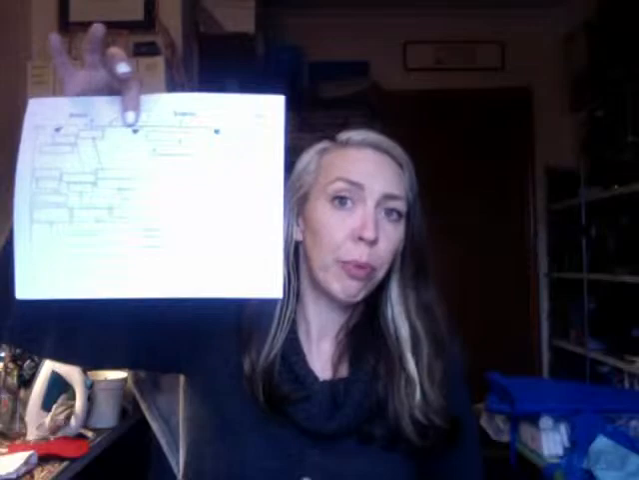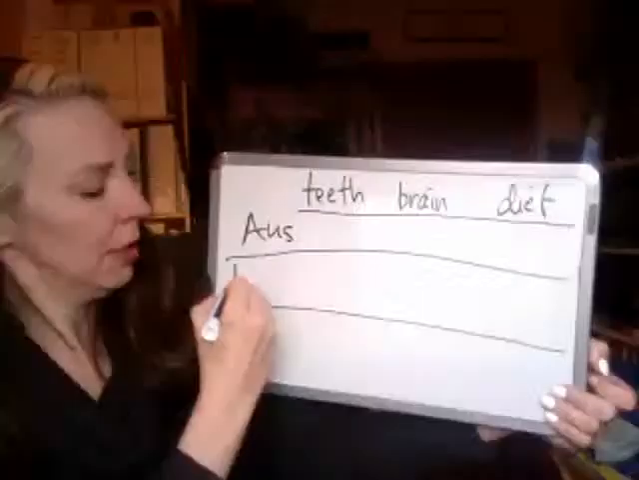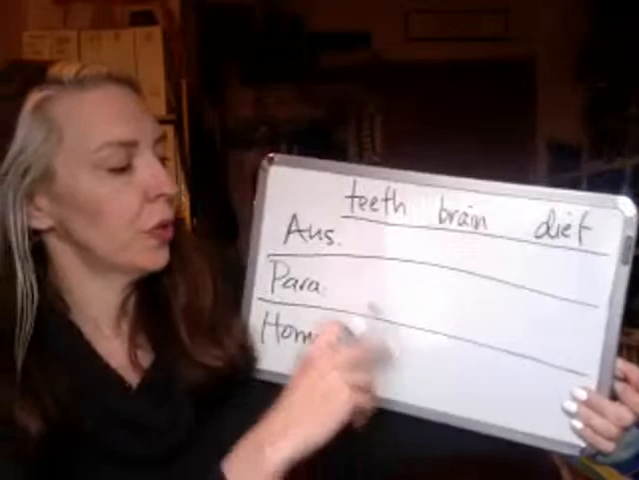Now down in the bottom right-hand corner, there's this little table of hominin characteristics. So up top, we've got teeth, brains, and diet, right? Those are the three things that I'm looking at. And now we have three groups that we're talking about. Australopithecus, Paranthropus, and Homo, okay? So let's start with Australopithecus.